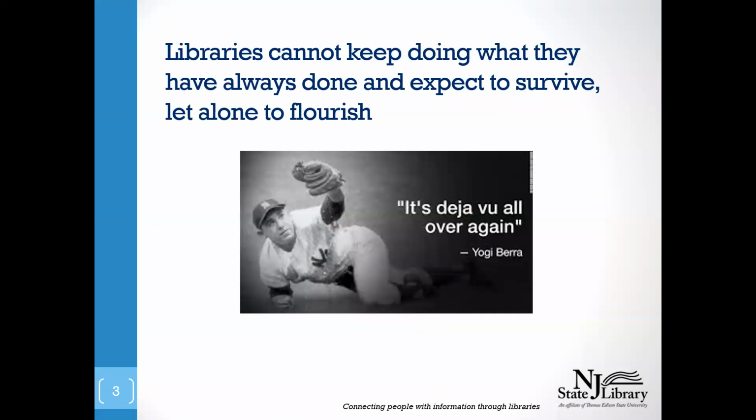Libraries cannot keep doing what they have always done and expect to survive, let alone flourish. Strategic planning begins with a hard look at the present and future trends that lead to a discussion of the ways your library will address new challenges. And as you create the plan, you'll get an overall picture of your library, its strengths, weaknesses, opportunities, and ongoing projects and services. And that's what's called the SWOT analysis, SWOT. You've probably seen that before.